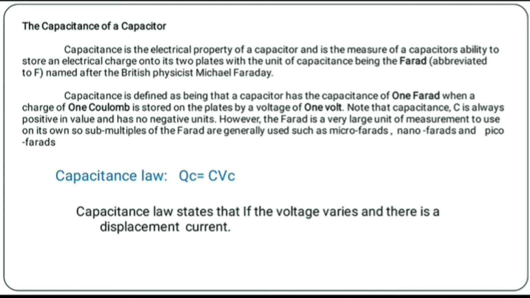Capacitance is defined as follows: a capacitor has a capacitance of 1 farad when a charge of 1 coulomb is stored on the plates by a voltage of 1 volt. Note that capacitance C is always positive in value and has no negative units. However, the farad is a very large unit of measurement to use on its own, so submultiples of the farad are generally used, such as microfarads, nanofarads, and picofarads.